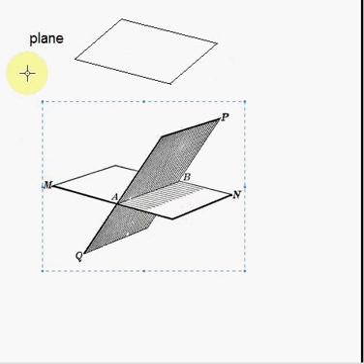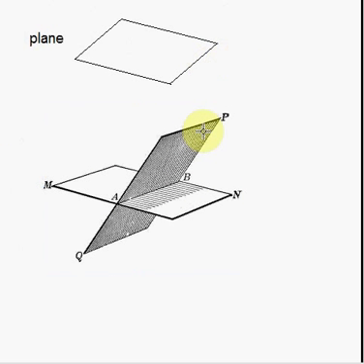Now planes can also intersect with each other. And when a plane intersects with another plane, it looks like this. You notice that the intersection of these planes is a line. If you saw just the place where these two planes intersect, it's simply a line.